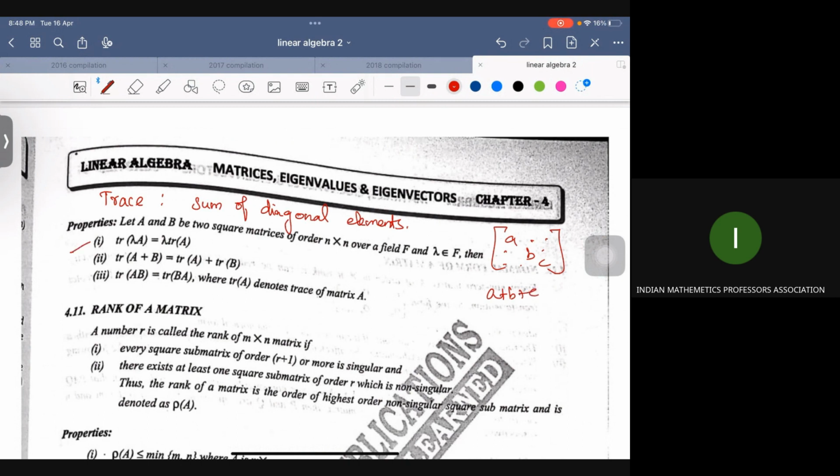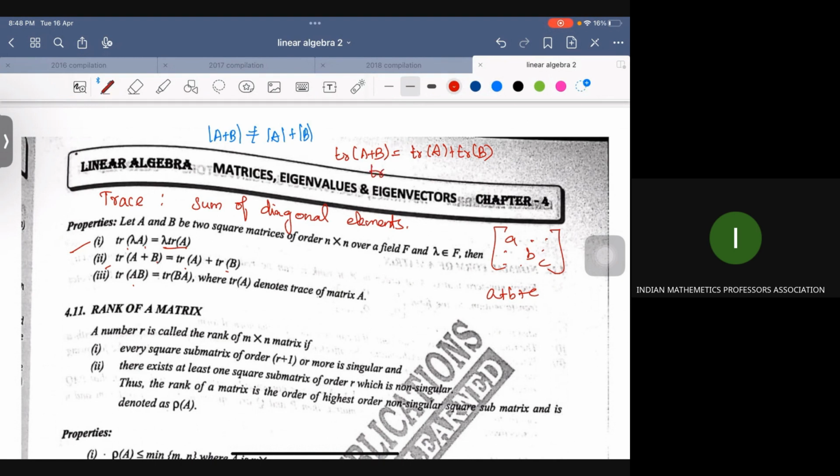These are some of the properties. Trace of lambda A is nothing but lambda into trace of A. Trace of A plus B is trace of A plus trace of B. Trace of AB is nothing but trace of BA. Trace of A plus B is trace of A plus trace of B, whereas determinant of A plus B is not equal to determinant of A plus determinant of B.